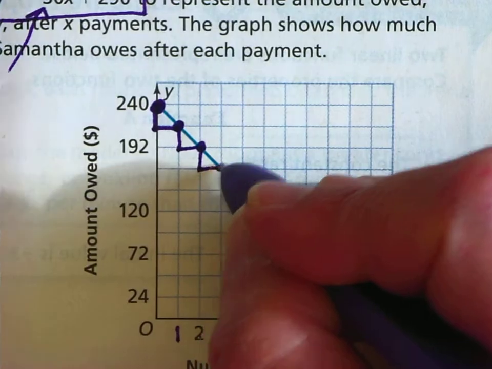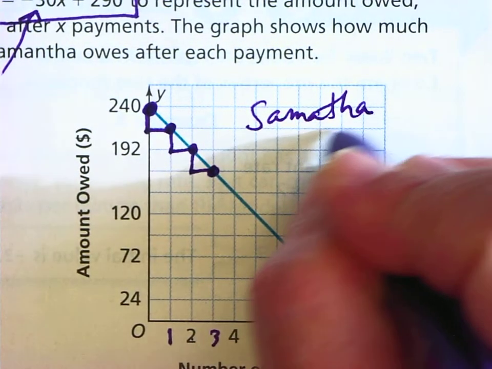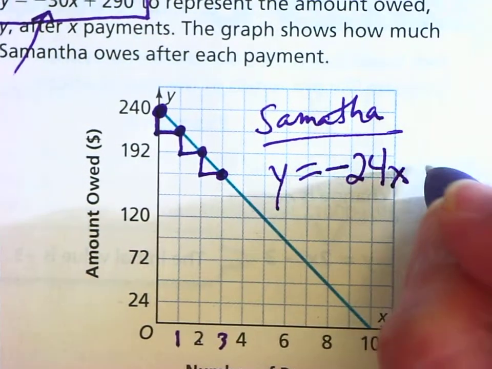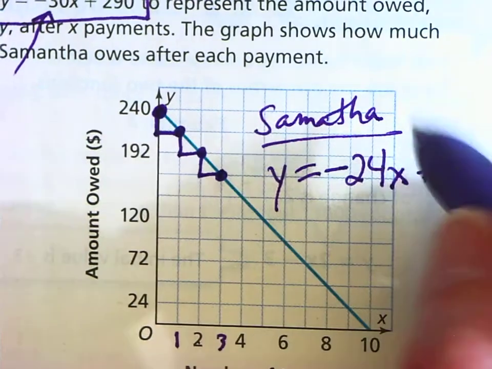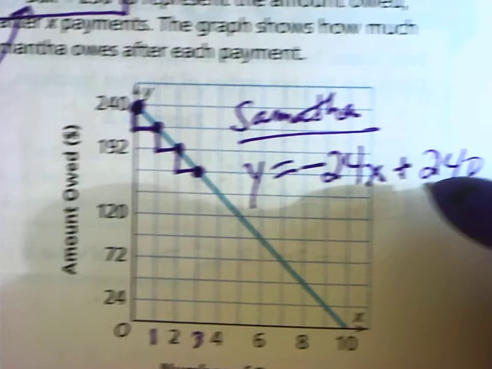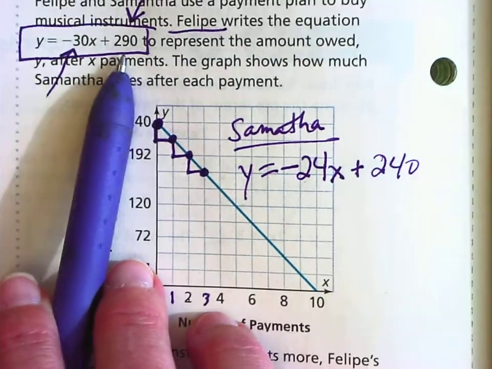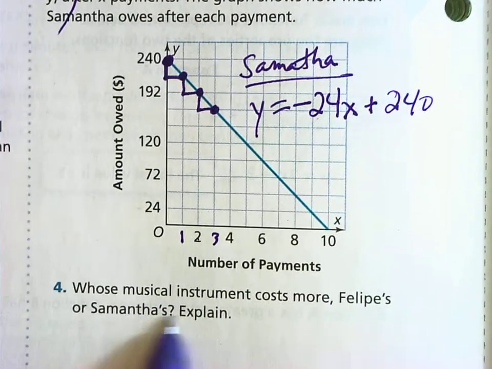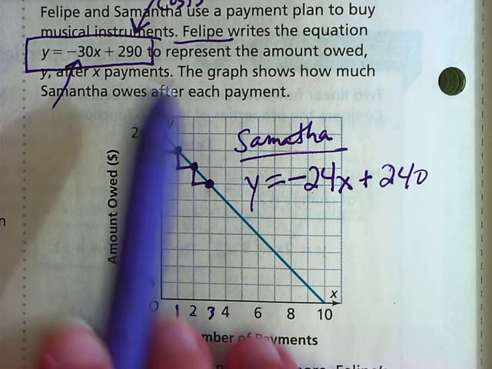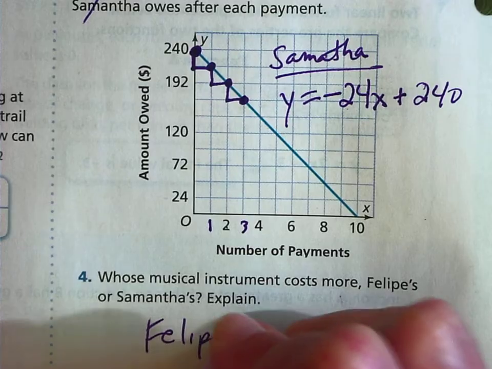Down $24 over 1. So the way you would write Samantha's equation would be y equals, so she's paying $24 per month, plus her instrument started at $240. So she paid $240 for the whole instrument, and hers is $24 a month. Whereas Felipe, he paid $290 for his instrument, and his is $30. Okay, so whose instrument costs more, Felipe's or Samantha's? Well, Felipe's cost $290 and hers cost $240. So Felipe's costs more.